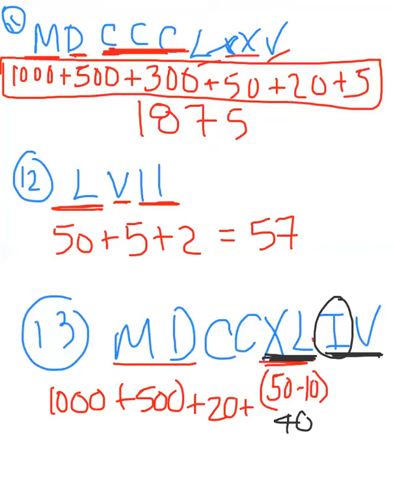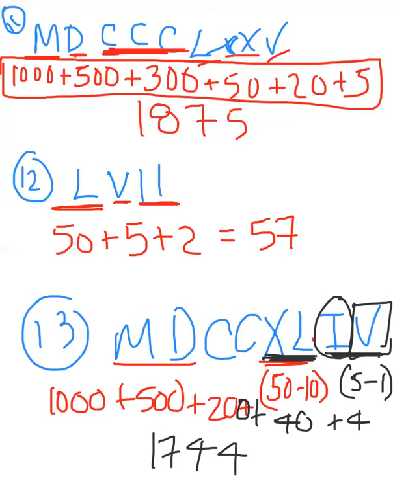And then IV is another one you have to be careful with because you have a large number in front of a small number. So you're going to have to subtract. You're going to have to do 5 minus 1, which is 4. So you add all this up, 1,500. This is supposed to be 200 right there. Okay, 1,744.